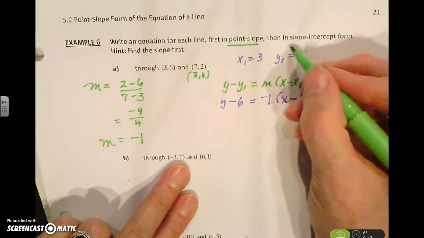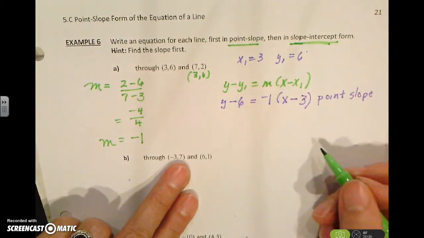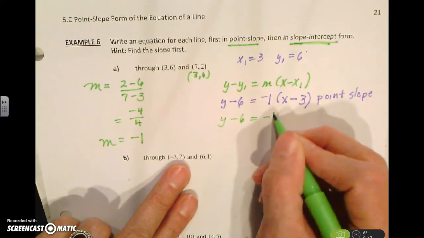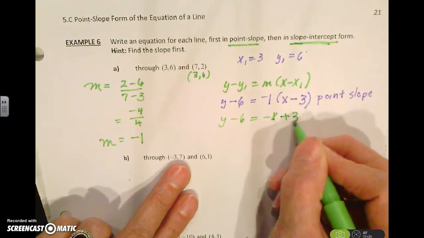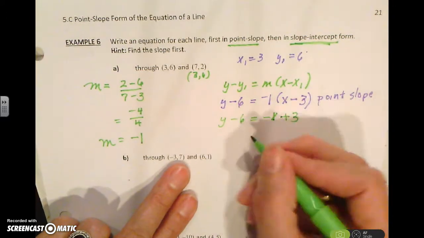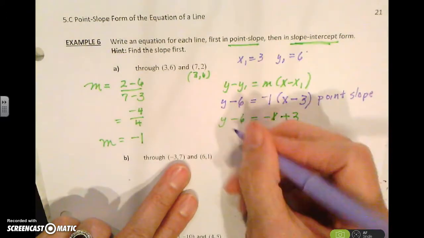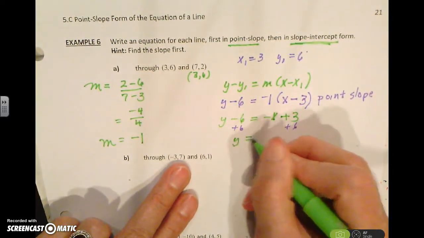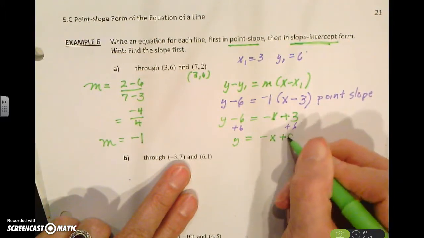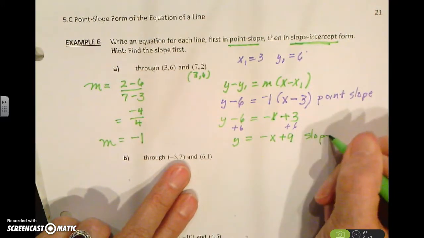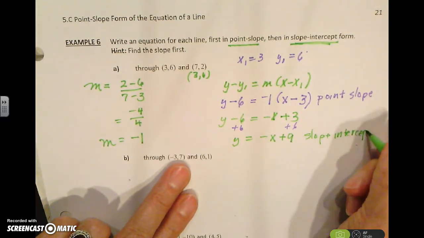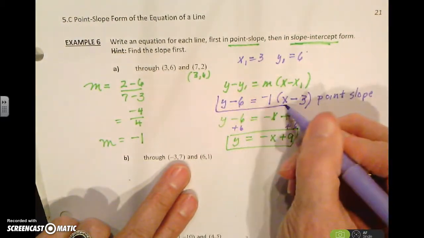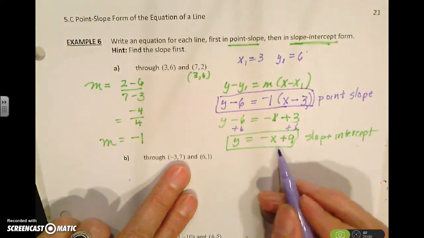But this asked me to change it into slope-intercept form. So that means I need to distribute. So I'm going to have y minus 6 is equal to negative x plus 3. So negative 1 times negative 3 is positive 3. And then I'm going to add 6 to both sides. And I'm going to come up with y is equal to negative x plus 9. And this is slope-intercept form. So these are the 2 things that we were asked to do. First, point-slope, and second, slope-intercept.